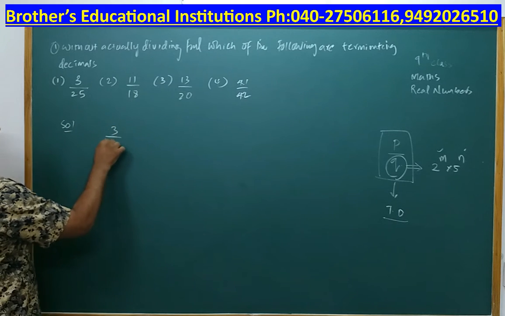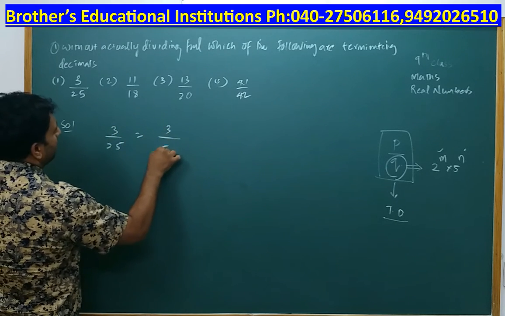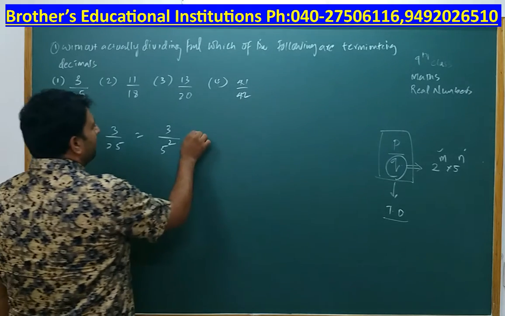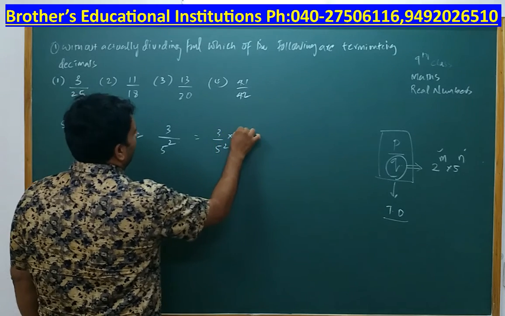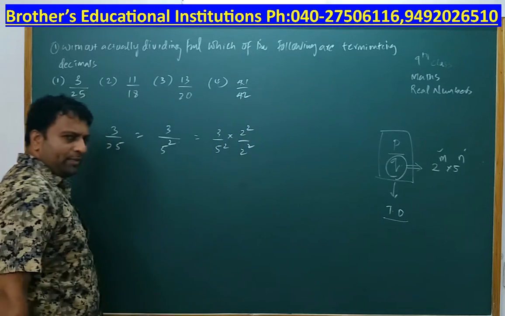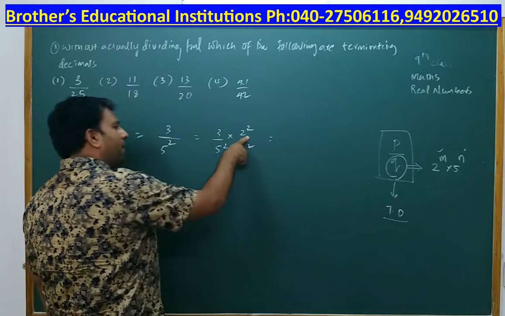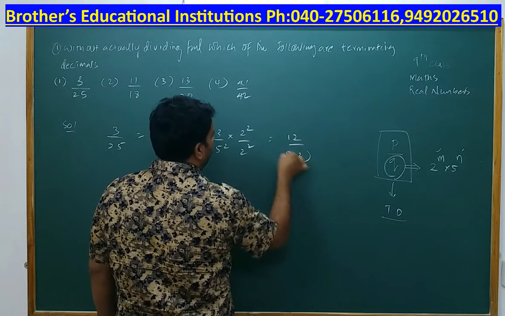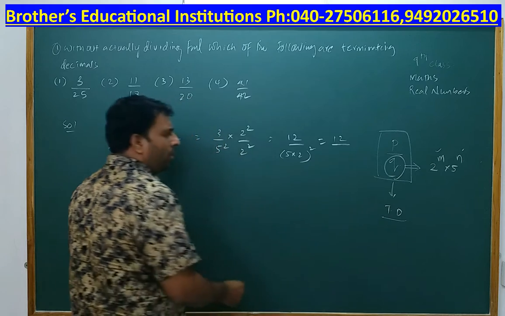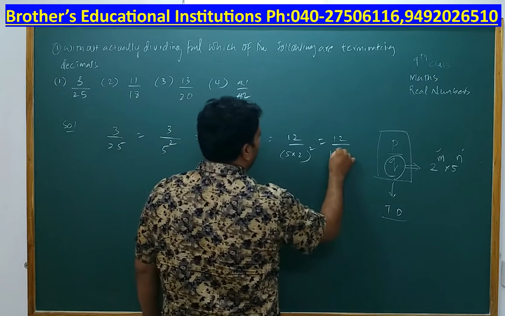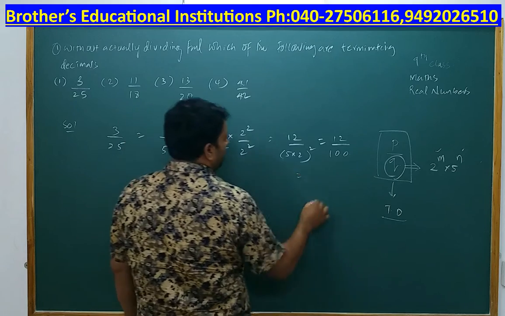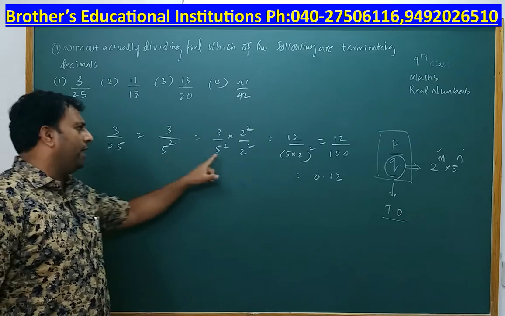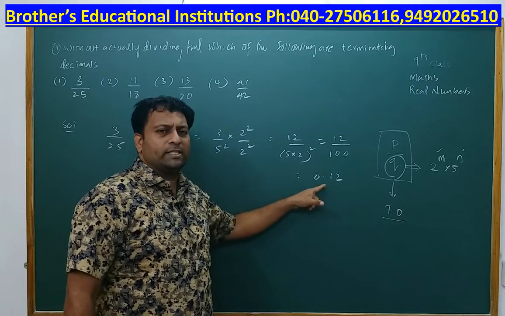Now, 3 by 25 can be written as 3 by 5 square. Right? 3 by 5 square means what I am going to do? I am going to multiply and divide by 2 square. What is 2 square? 4. 4 3s are 12. Now this is 5 square into 2 square, which is nothing but 5 into 2 whole square. So it is 12 upon, 5 2s are 10, and 10 square is 100. So 12 by 100 is nothing but 0.12. So I am able to express 3 by 25 in terms of 5 and 2. Therefore, I will call this a terminating decimal.